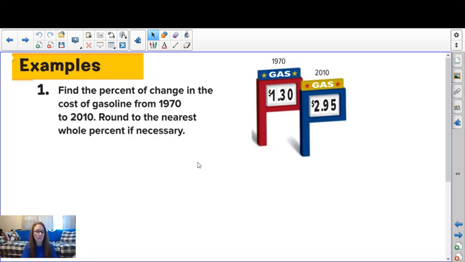All right, example number 1. Find the percentage change in the cost of gasoline from 1970 to 2010. Round to the nearest whole percent if necessary. First I'm going to ask you, am I getting bigger or am I getting smaller? Well, the gas price used to be $1.30 and now it's $2.95. So it's getting bigger, so this is a percent increase.